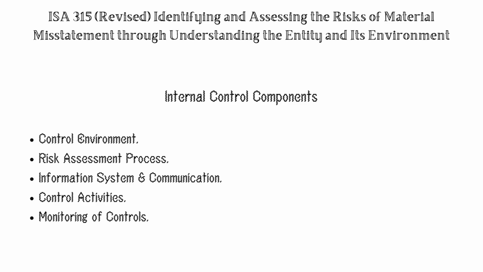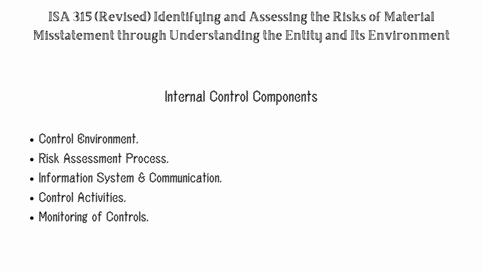Now, a very big part of ISA 315 is about internal control. Auditors must understand internal control relevant to financial reporting. The standard breaks this into five components. Number one is control environment. This is the overall tone at the top. Does management promote honesty, ethics, and accountability? And number two is risk assessment process, like how management identifies and responds to business risk.